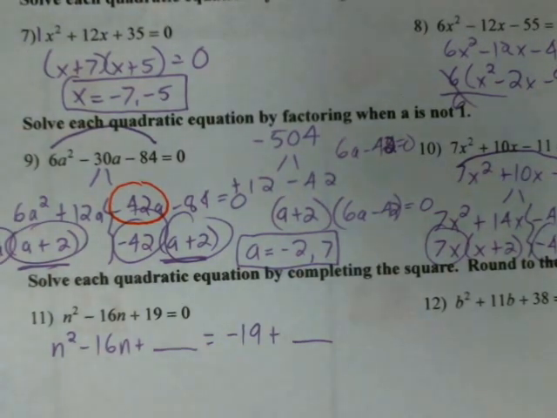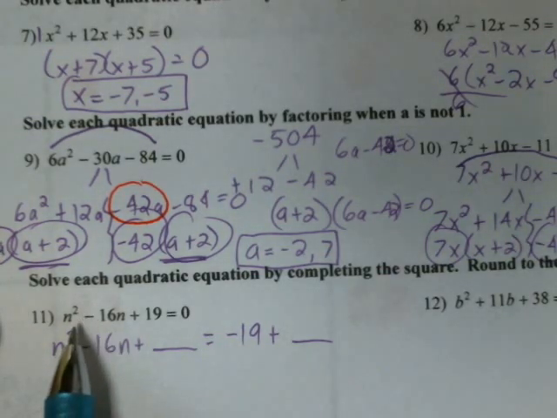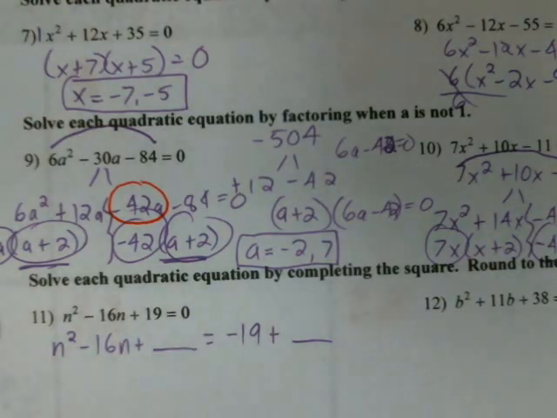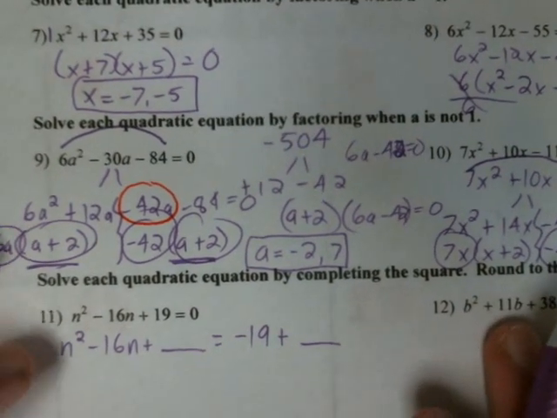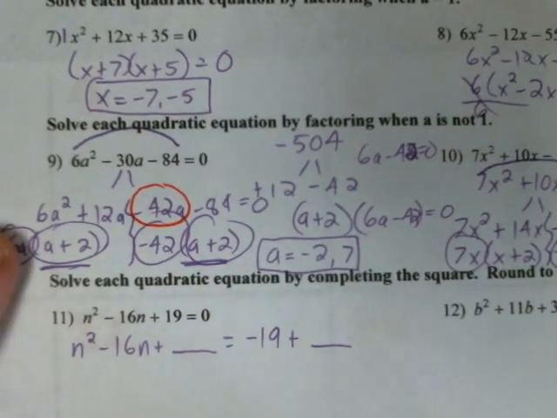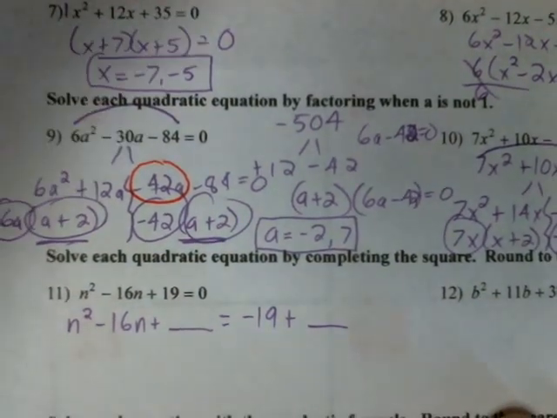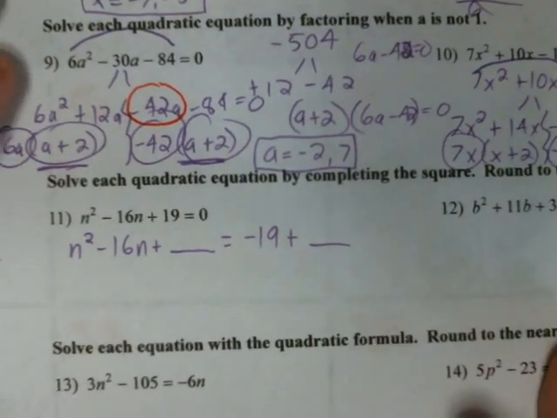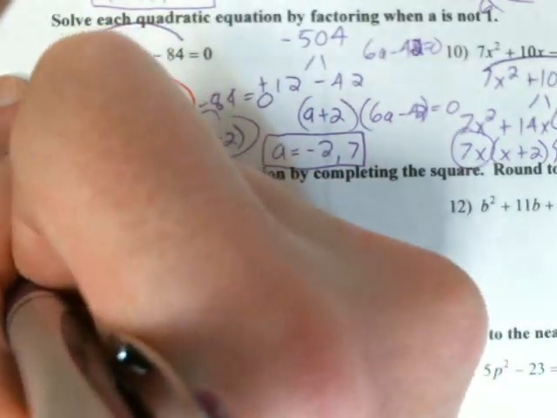Now, the whole purpose of completing the square, guys, the whole gist, is that we're taking something that is not a square. I cannot make a square out of n squared minus 16n plus 19. I'm going to add a number to it that is going to force this to become a perfect square. Now, how do I do that? How do you actually complete the square? Guys, it's real simple, and the saying is half of b squared. Half of b squared. I cannot say that enough.